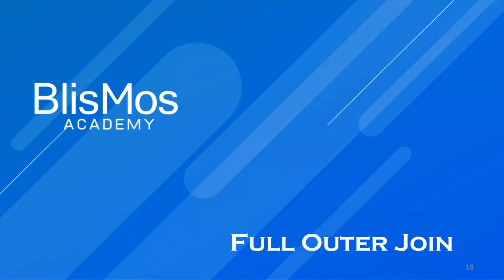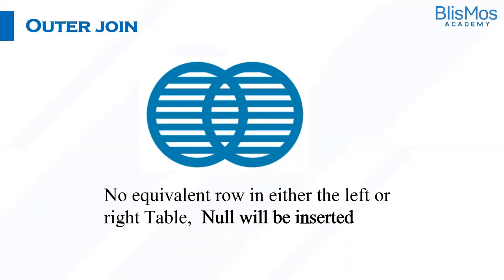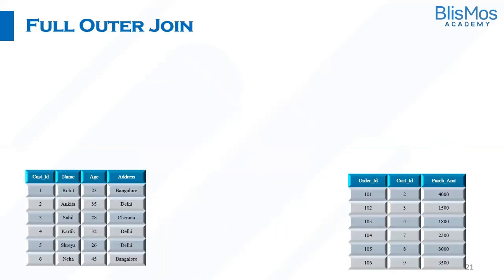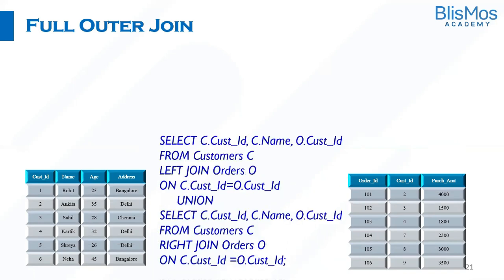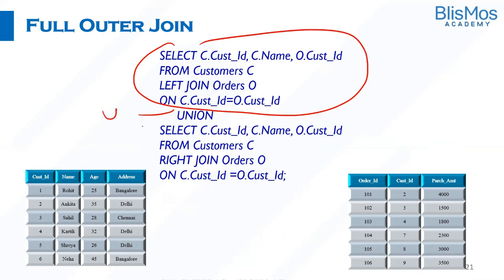Let's understand how the full outer join works. So full outer join is a union of both left outer join and right outer join. Here what happens is, whether the records are matching or not based on the key we have provided, all the records from the left and all the records from the right are included as a part of the result. Wherever there is no equivalent row in either left or right, nulls will be inserted as a part of the result. So in MySQL, we don't have a full outer join.